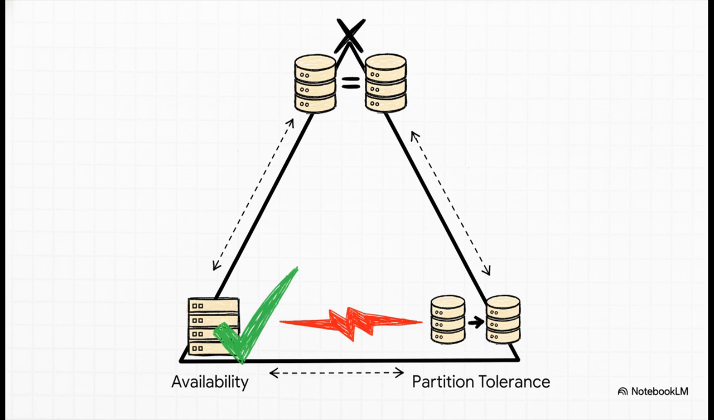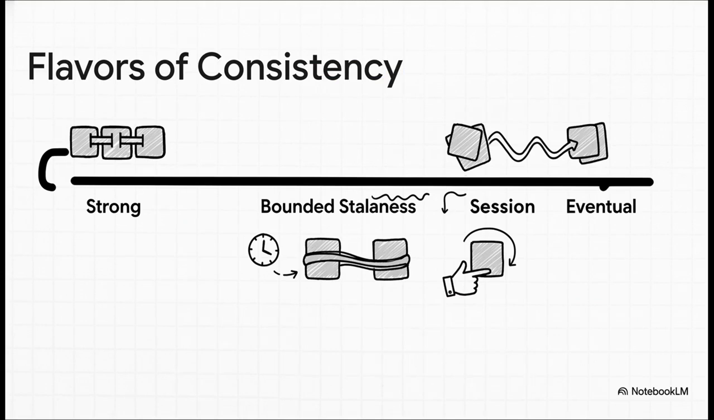And since networks fail, that's just a fact of life, you are always forced into a painful choice between perfect consistency, where everyone sees the same data, and perfect availability, where the system is always online. But it's not just a black and white choice. Modern systems actually offer a whole menu of consistency options.